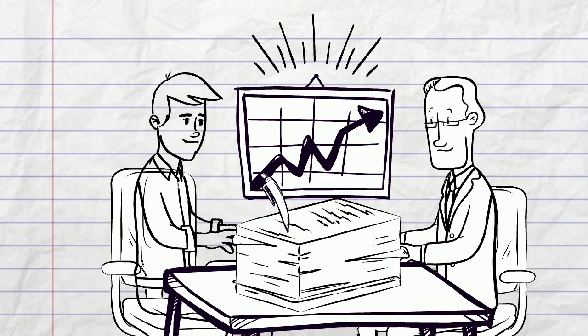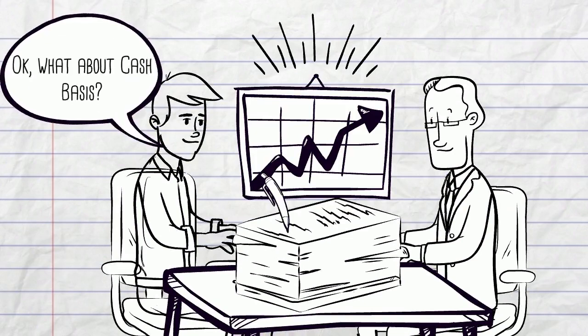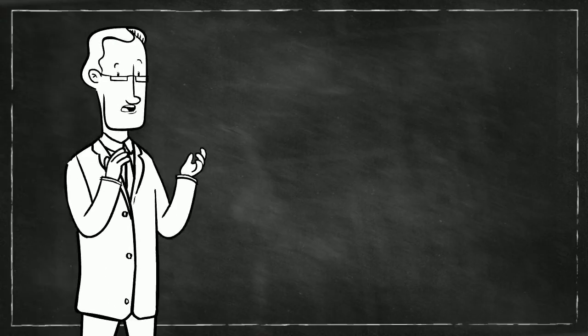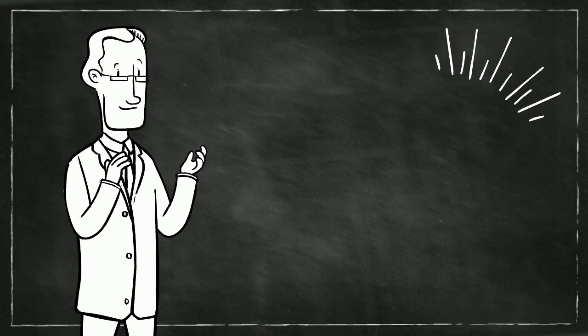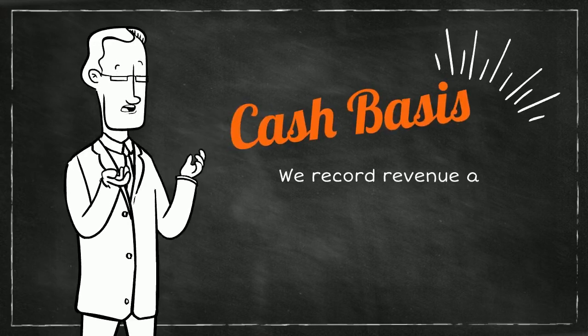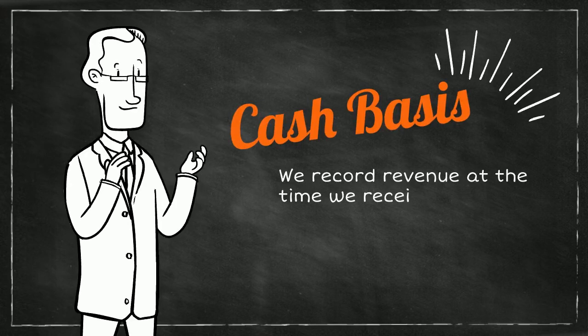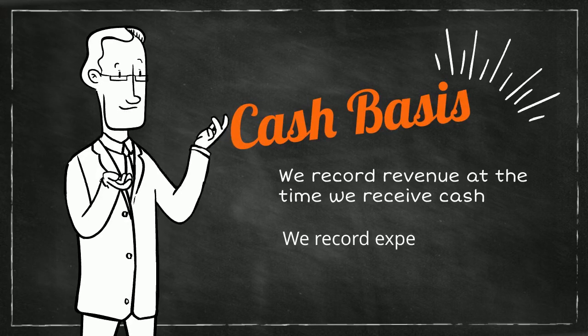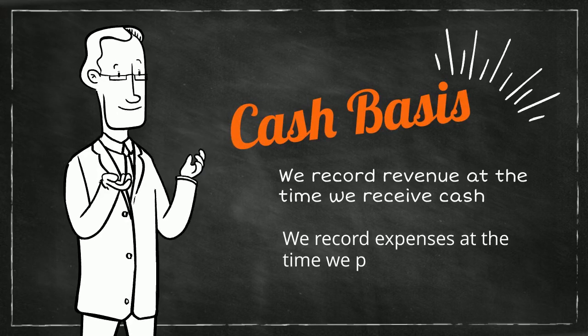Stanley understands what Professor Beancounter has just explained, but then says, okay, what about cash basis? Professor Beancounter explains, under the cash basis, we record revenue at the time we receive cash, and we record expenses at the time we pay cash.